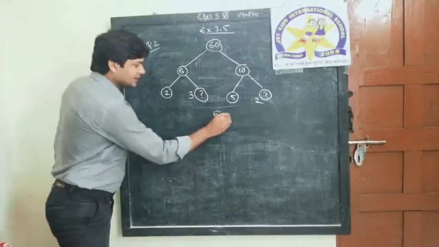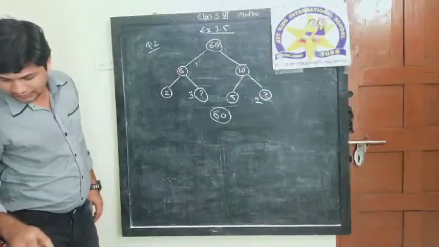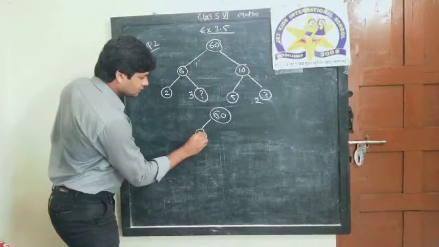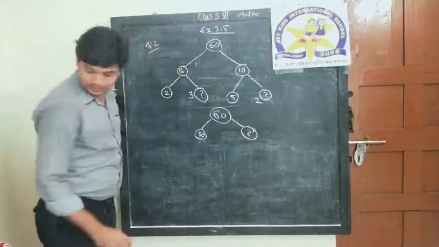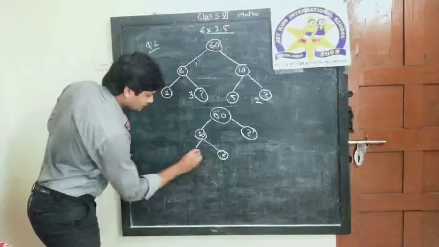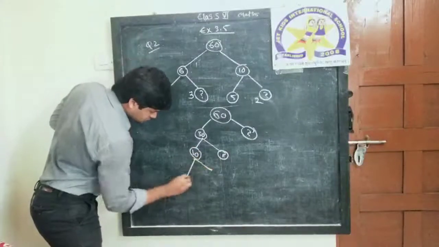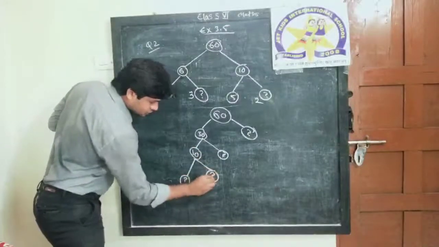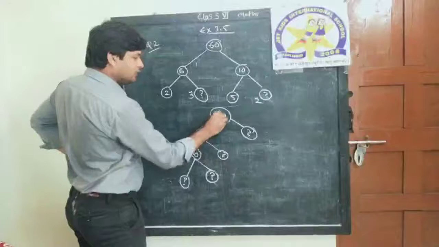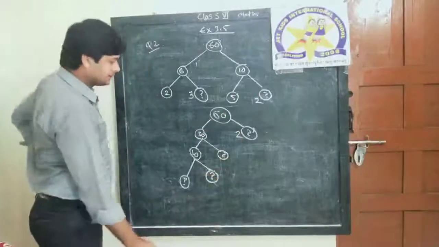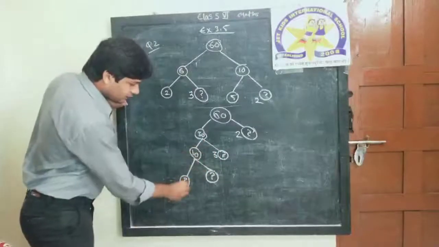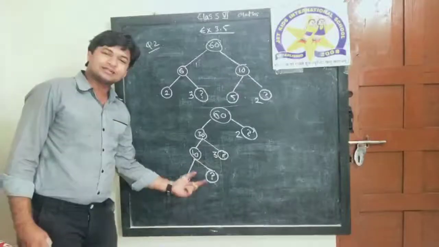Next tree is 60, and it is given 30 and question mark, then 10, question mark, and question mark and question mark, right? Okay, now 30 multiplied by how much will give you 60? 2, right? Then 10 multiplied by how much will give you 30? 3, right? And which two prime factors will give you 10?